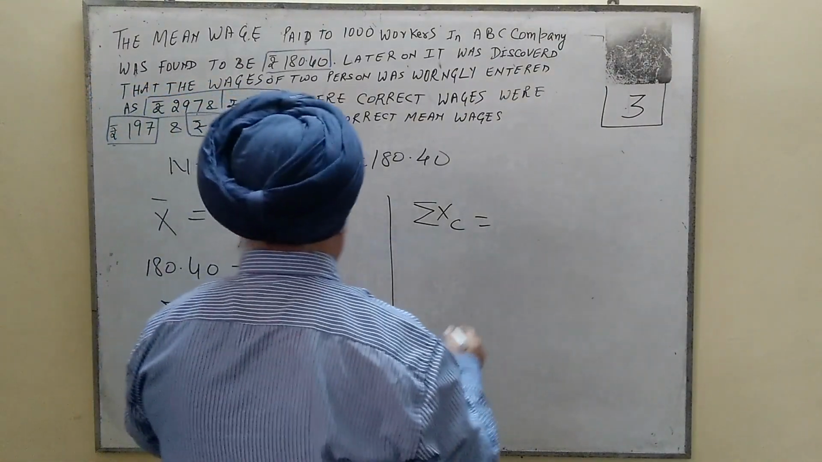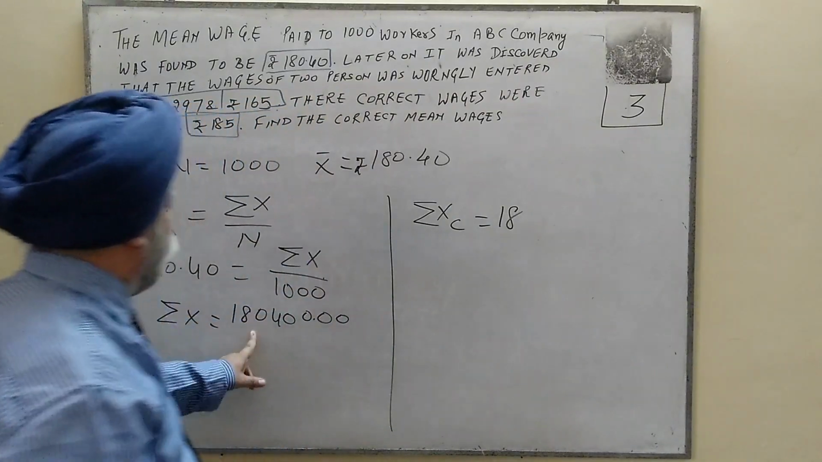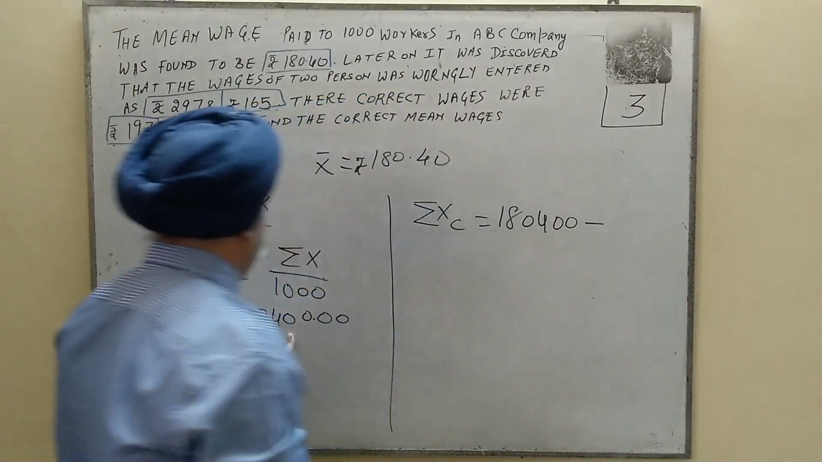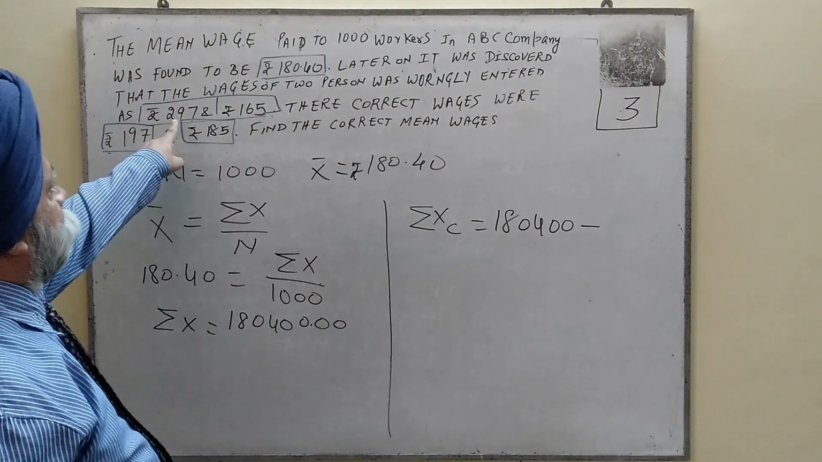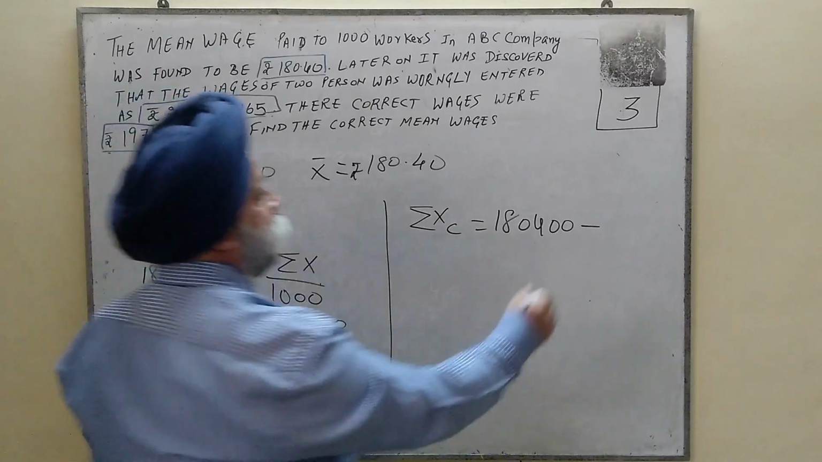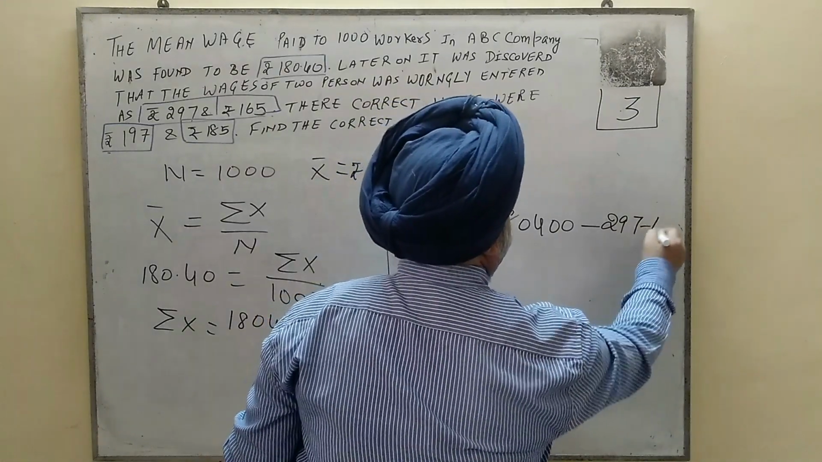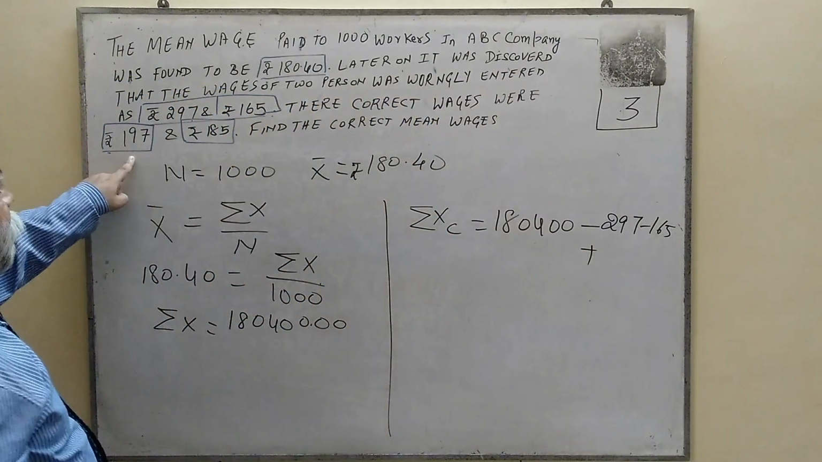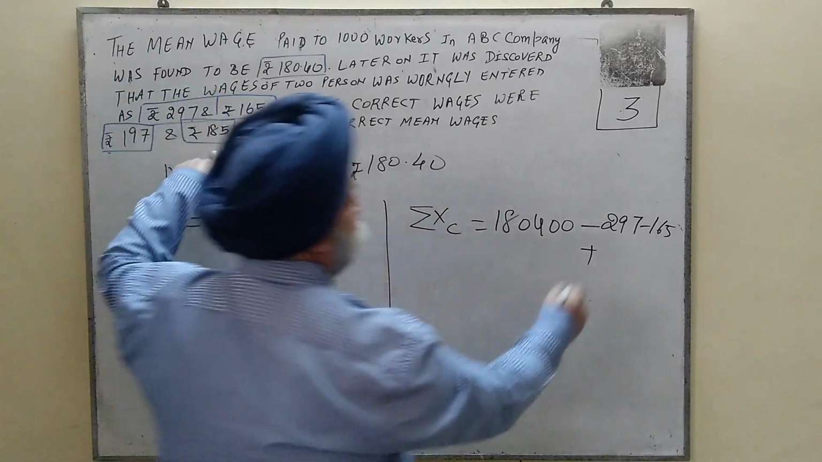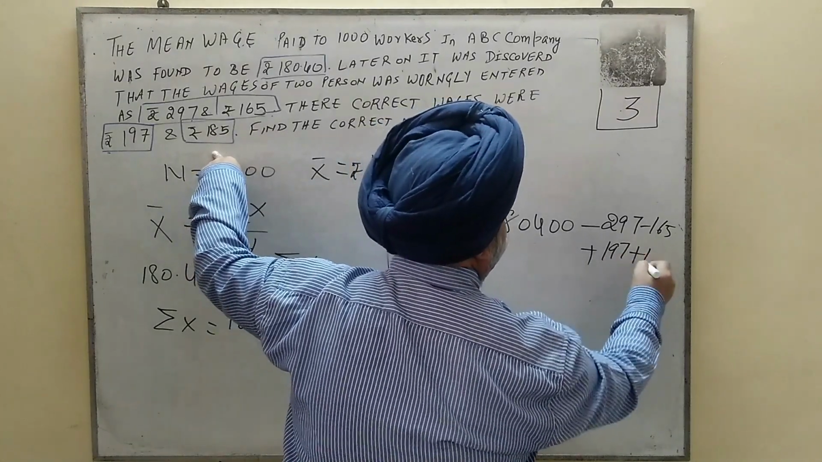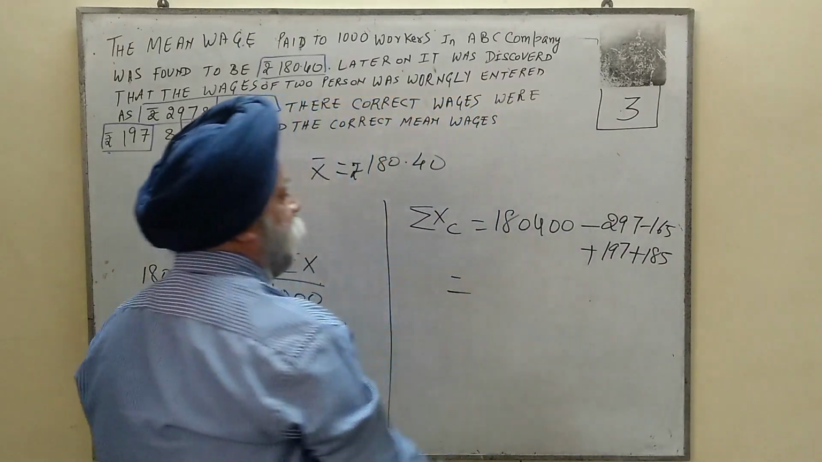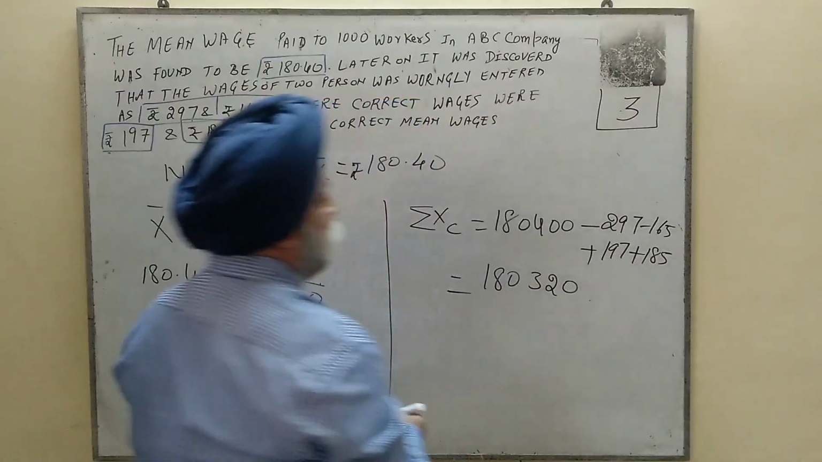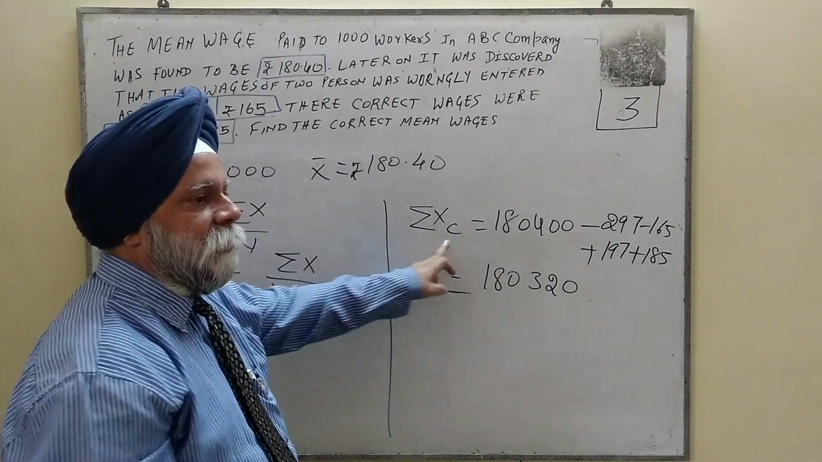For the correct value, what will we do? We will subtract the incorrect values from 180,400. The incorrect values are 297 and 165, and we will add the correct values, 197 and 185. On calculating this, it will be 180,320. This is the total correct amount.